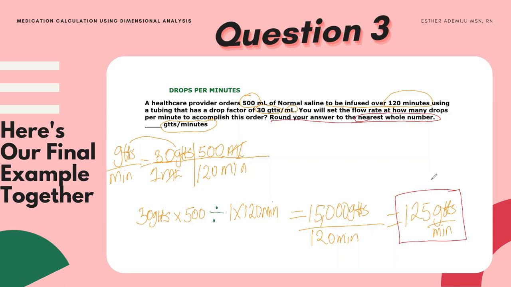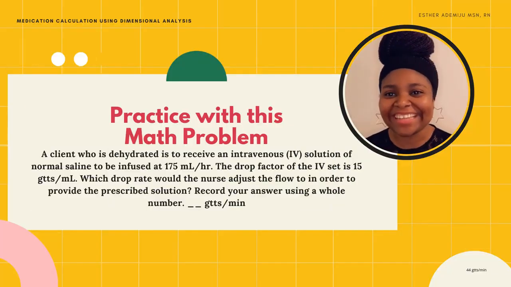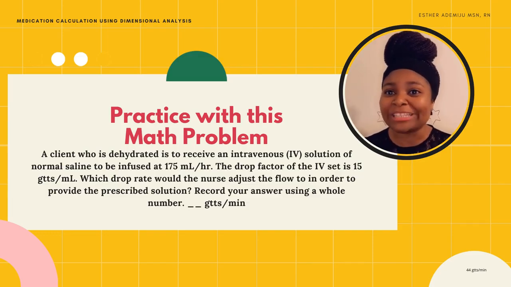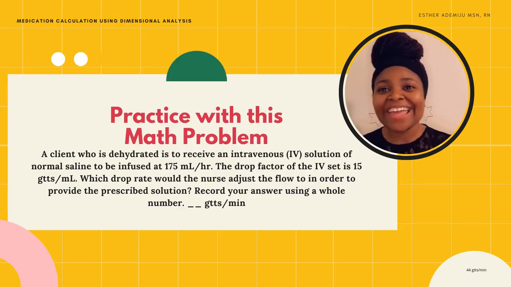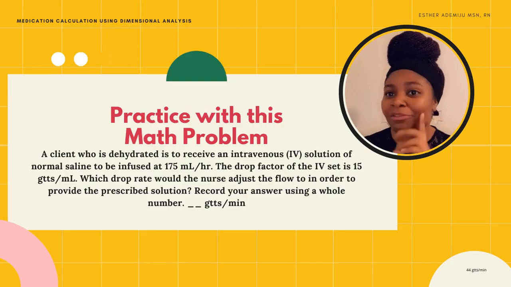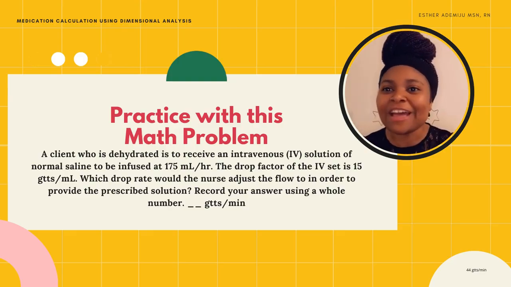So that's how you use dimensional analysis to solve drops per minute. And that is it on this tutorial on dimensional analysis. I hope you have learned a thing or two. I hope by now you know what dimensional analysis is. You can do your conversions, and you can use dimensional analysis to solve at least 3 problems that we've looked at today. And practice, practice, practice. Remember your 6 rules, follow them, and you are going to be just fine.